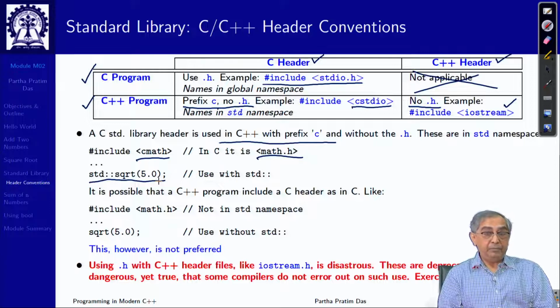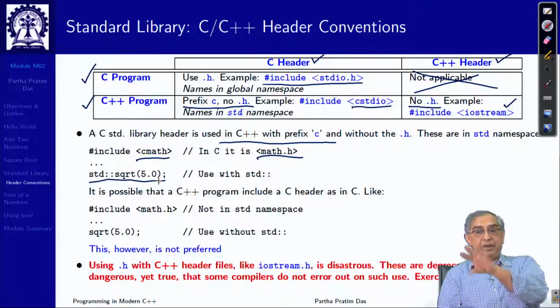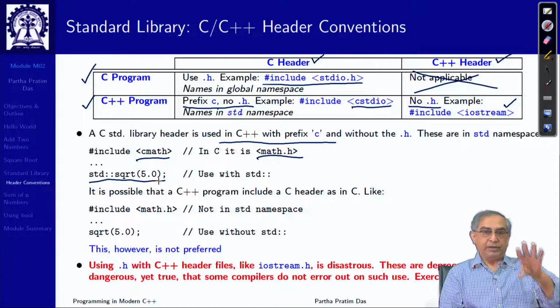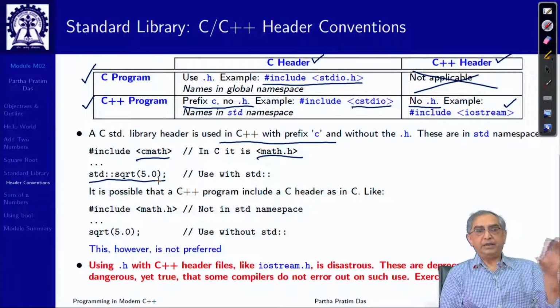Why? Because cmath is a C++ library now, and it is put in the namespace of std. So, every symbol in math.h, which has now become cmath, is available not in the global namespace, but in the namespace of std only. So, you have to use it with that.